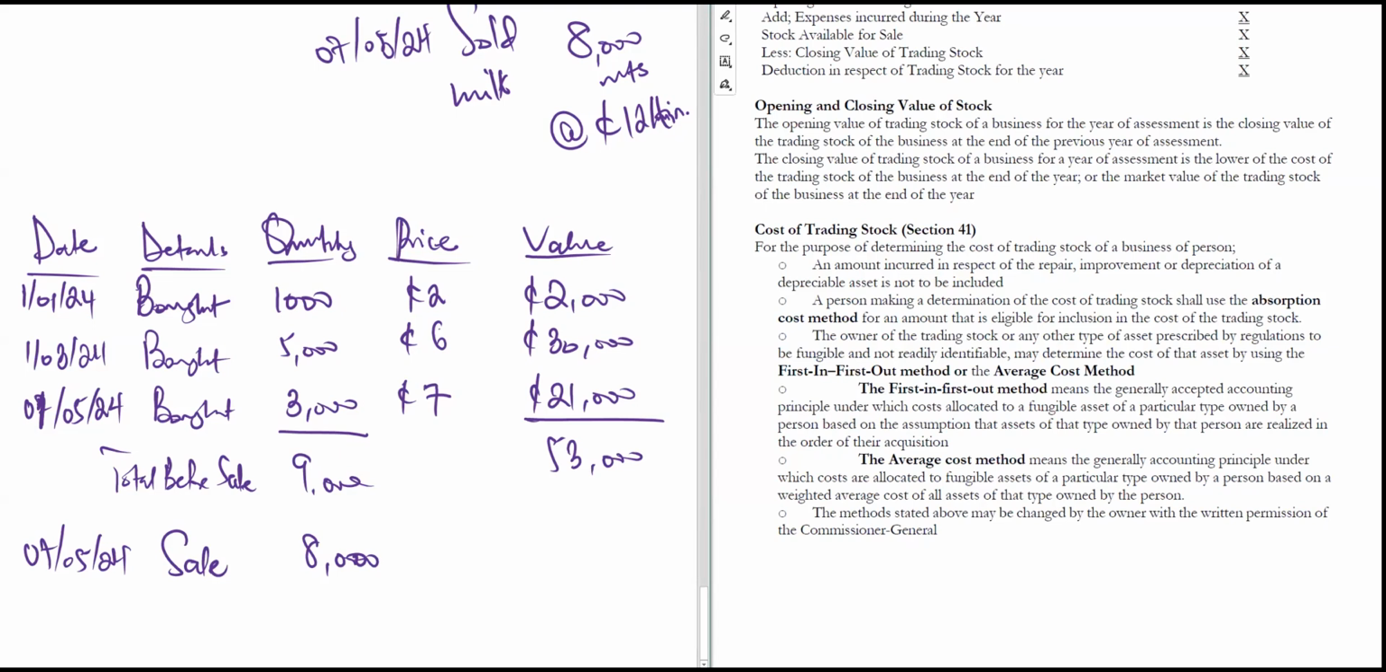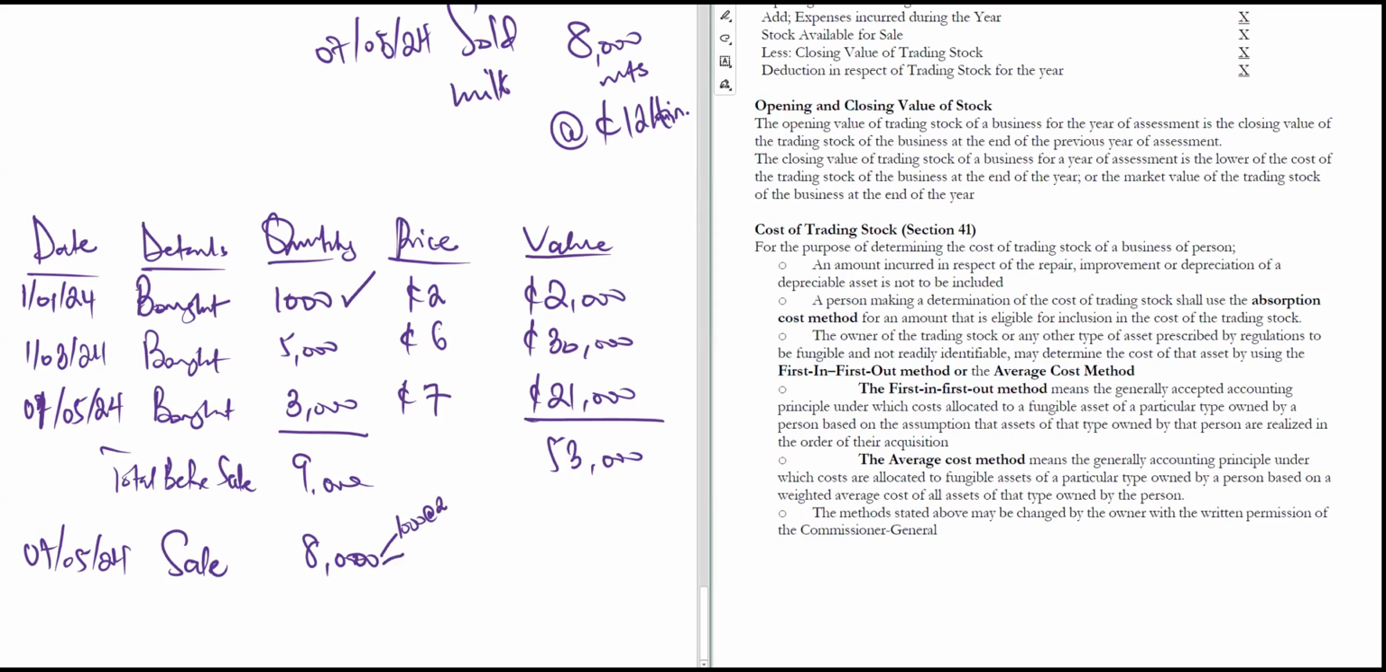8,000 units would have been what? Let's see the value. 8,000 units would have been first come, first serve, right? Which one came first? This 1,000 came first, right? So it should be the first that will go out. So 1,000 at 2 CDs. So we are left with what? If we take 1,000 at 2, how much are we left with? We are left with 5,000 at 6 and 3,000 at 7, right?